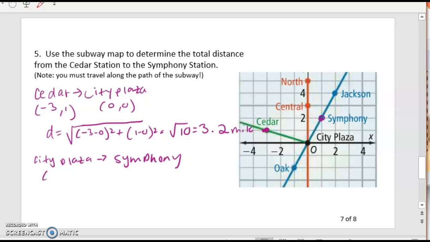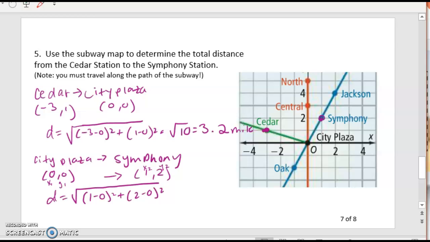So now from City Plaza, that's 0, 0, to Symphony, which is 1, 2. Okay, I'm using my distance formula again. I'm going to do it the reverse: 0, 0 is going to be x1, y1, and 1, 2 is going to be x2, y2. So that's going to be 1 minus 0 squared plus 2 minus 0 squared. That's going to end up giving me the square root of 5 equals 2.2.